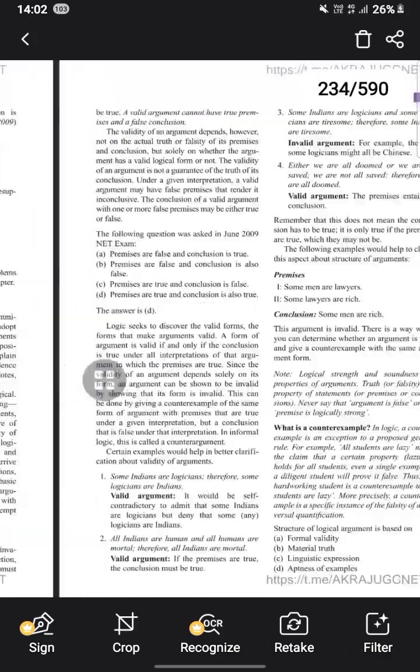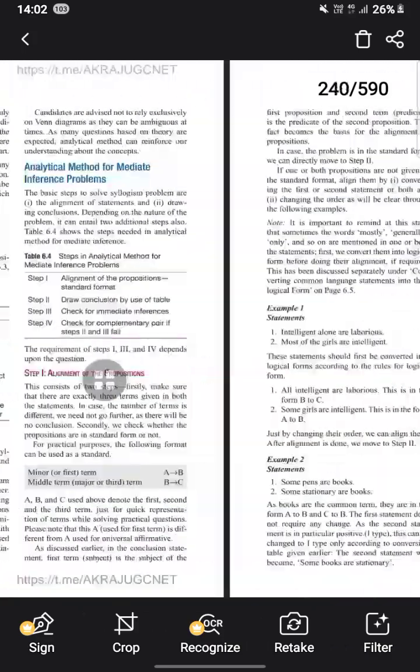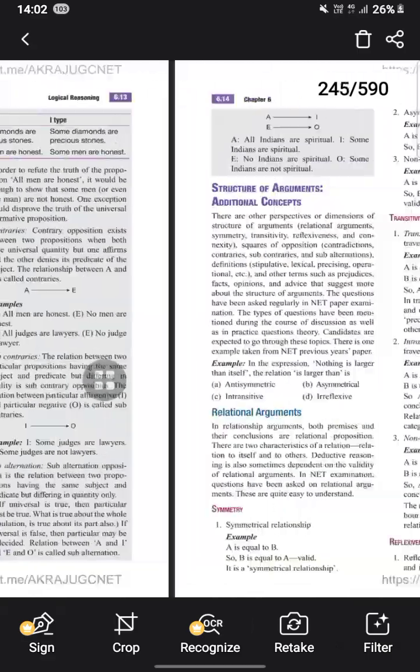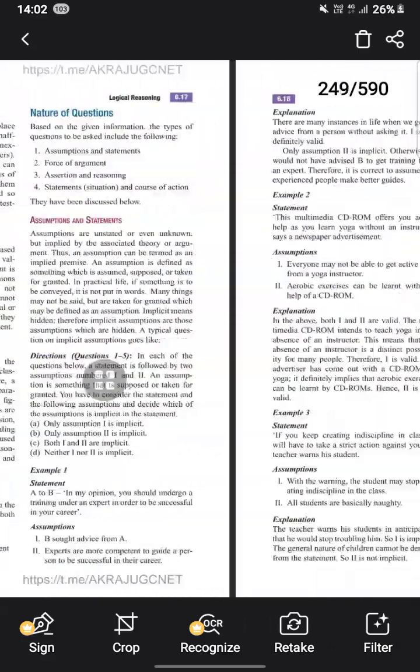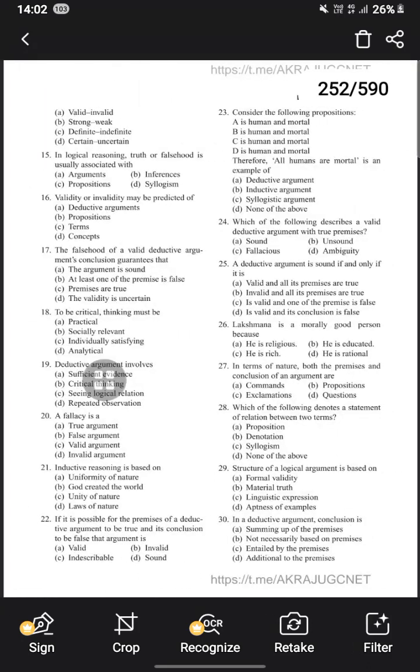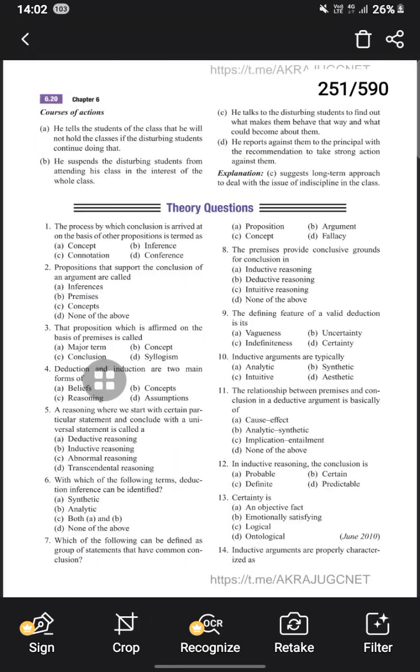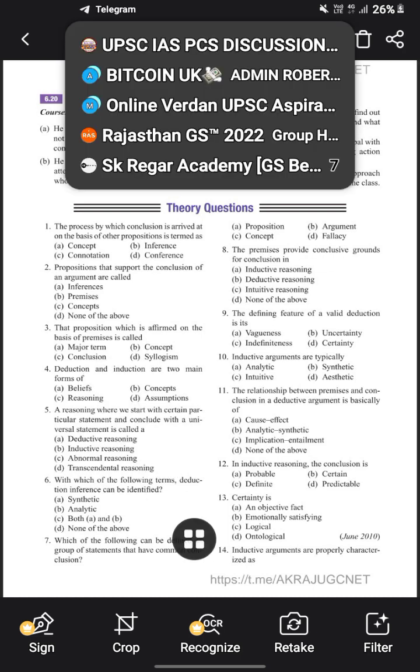This is logical reasoning. Okay, so now we are going to start with logical reasoning. So chapter number 6. Okay, I have here question number 1. Answer key, theory questions. The process by which a conclusion is arrived at on the basis of other propositions is termed as inference.